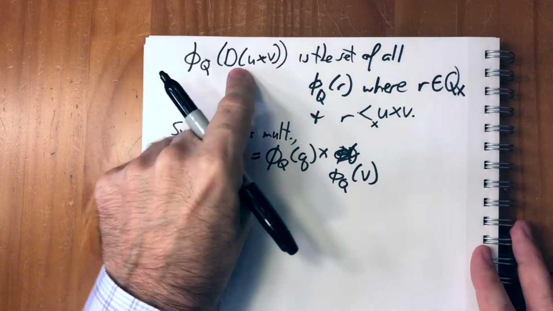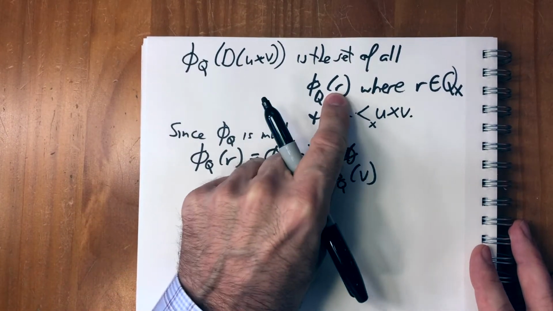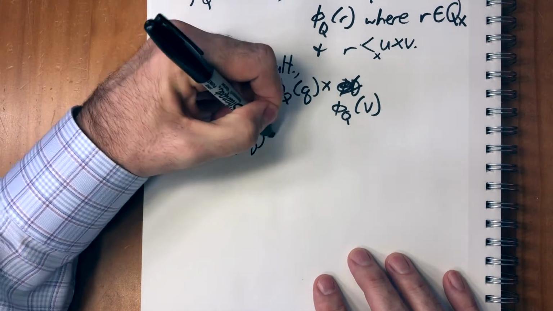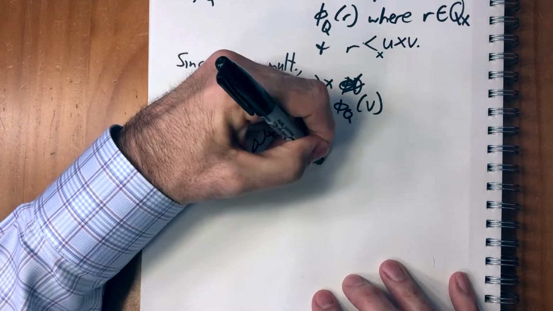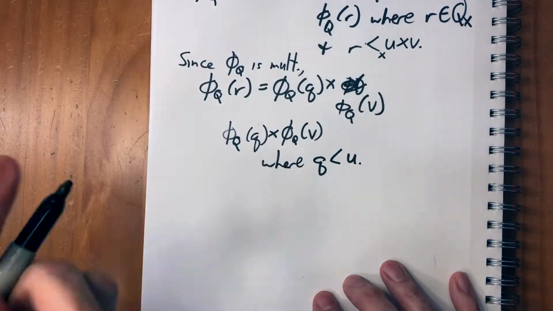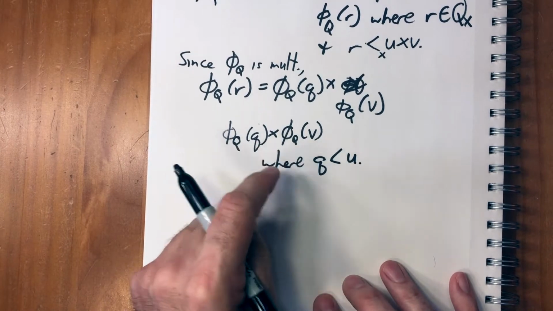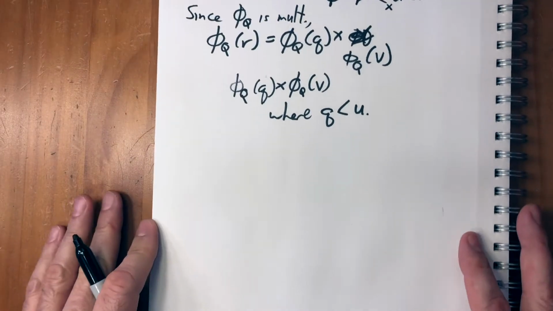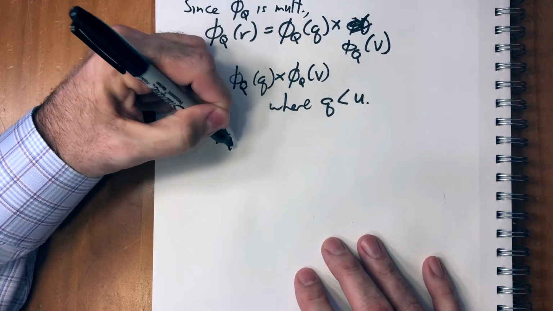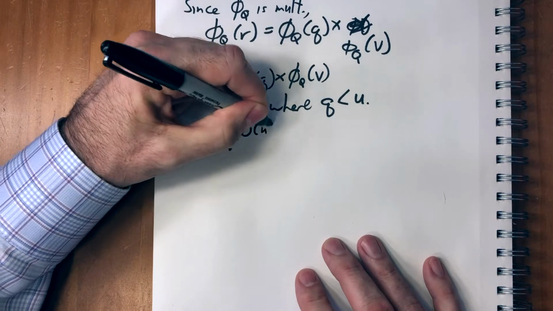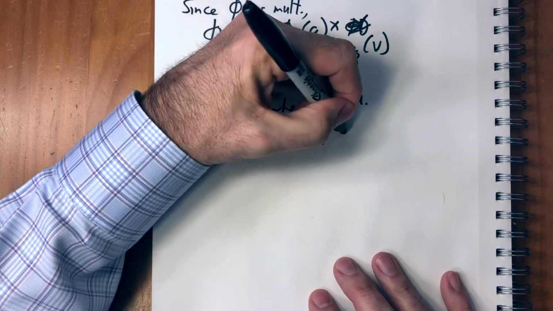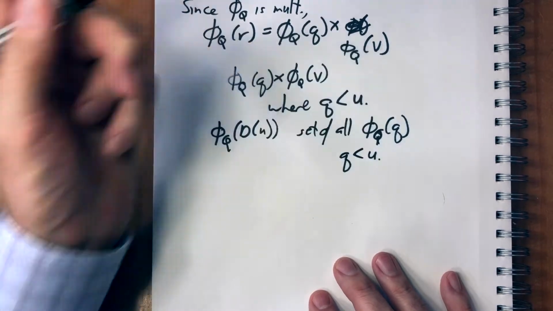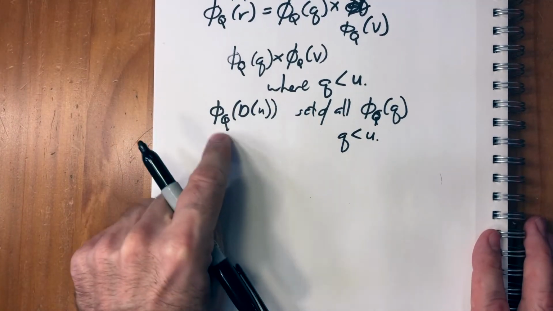So since φ_Q of d(u times v) is the set of all φ_Q of r, it's also the set of all φ_Q of q times φ_Q of v, where q is less than u. Now remember that φ_Q of du is by definition the set of all φ_Q of q, where q is less than u. That's just the definition of φ_Q of du.